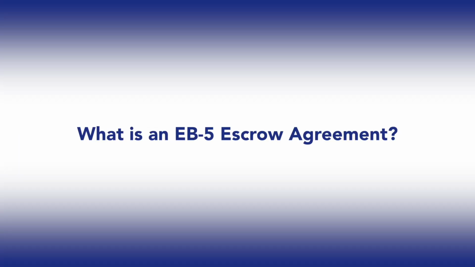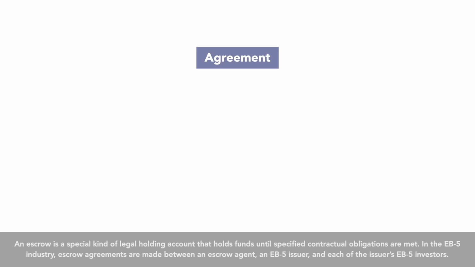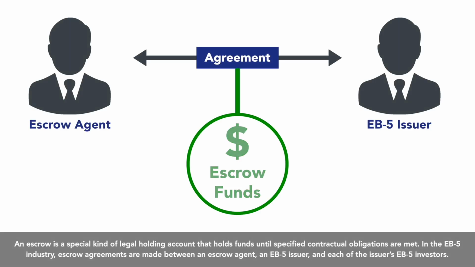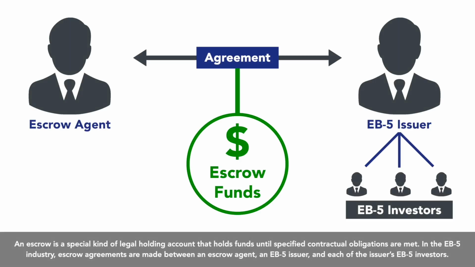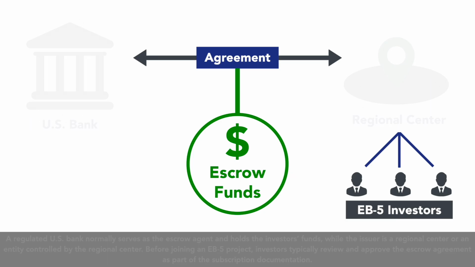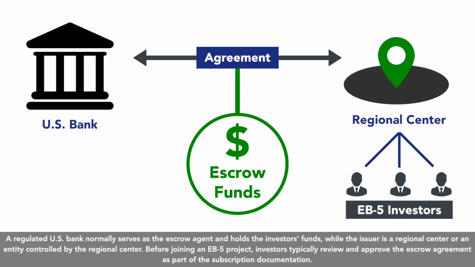What is an EB-5 escrow agreement? An escrow is a special kind of legal holding account that holds funds until specified contractual obligations are met. In the EB-5 industry, escrow agreements are made between an escrow agent, an EB-5 issuer, and each of the issuer's EB-5 investors. A regulated U.S. bank normally serves as the escrow agent and holds the investor's funds, while the issuer is a regional center or an entity controlled by the regional center.